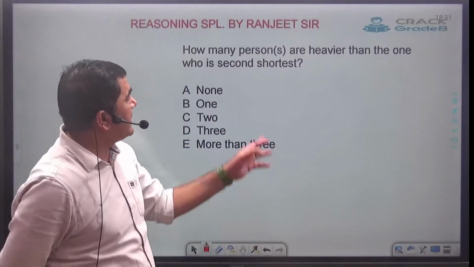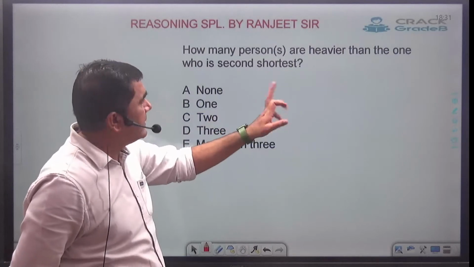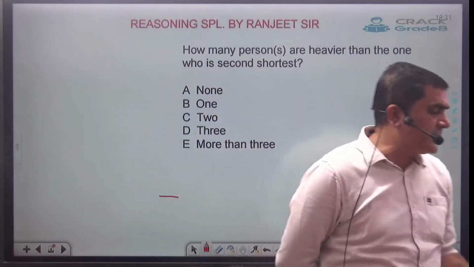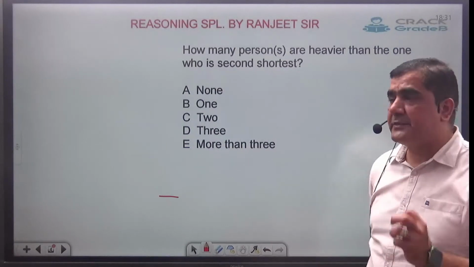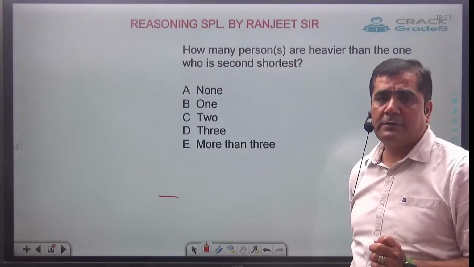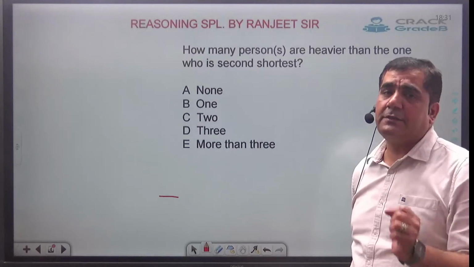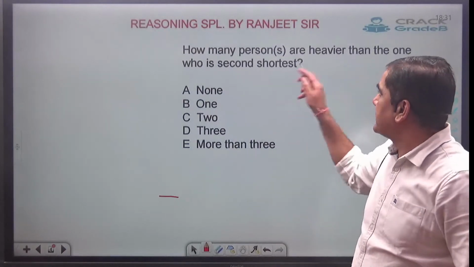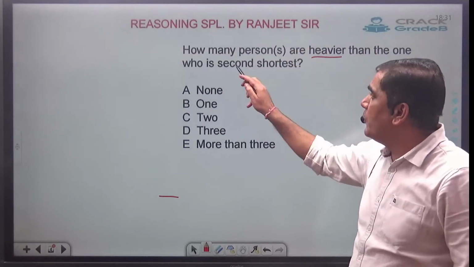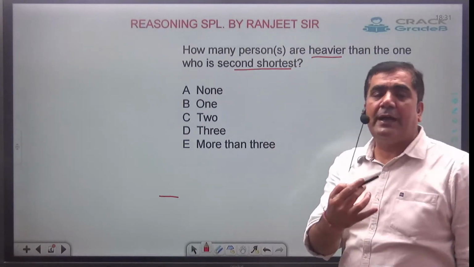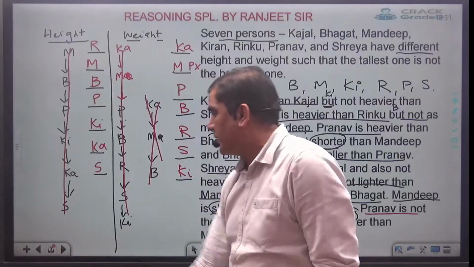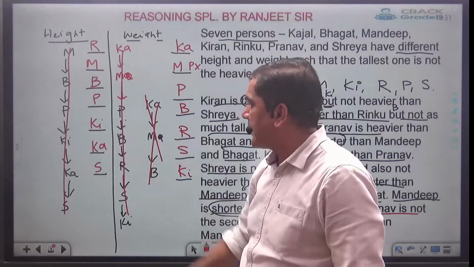They are asking how many persons are heavier than the one who is second shortest? Second shortest. Just read the statement very, very carefully. Here they are saying how many persons are heavier than the one who is second shortest. So first thing I need to find out is who is the second shortest. So height, I can see, second shortest will be what?